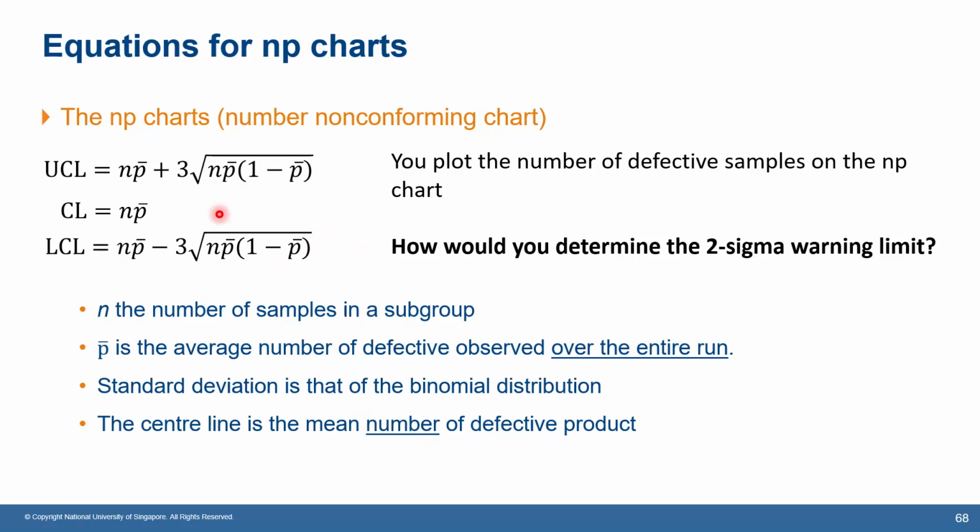In this case, we talked about the 2 sigma warning limits already, right? Looking at this equation, it is actually quite easy to work out the 2 sigma warning limit. If you're talking about the 2 sigma warning limit, you simply change 3 to 2. Then you get the 2 sigma warning limits for both the upper and lower warning limits.